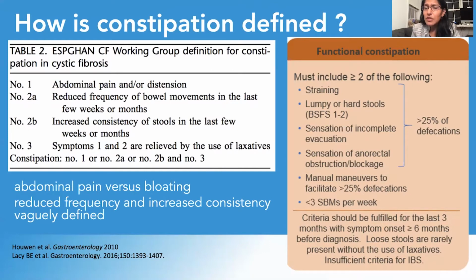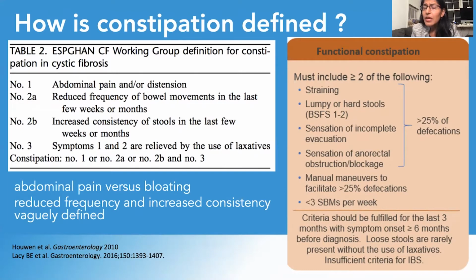So the Rome 4 criteria say that in order to be diagnosed with constipation, you need to have at least 2 or more of the following symptoms: straining, lumpy or hard stools, which are defined as a 1 or 2 on the Bristol Stool Form Scale. We'll talk a little bit about the Bristol Stool Form Scale in the next slide. A sensation of incomplete evacuation, a sensation of anorectal obstruction or blockage, the use of manual maneuvers to facilitate defecation, and all of these should be present for at least greater than 25% of defecations, and less than 3 spontaneous bowel movements per week is also a criteria.